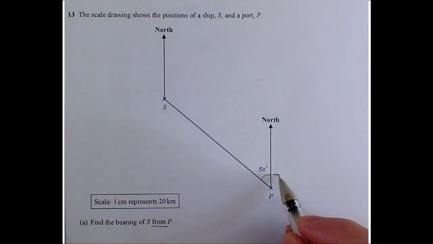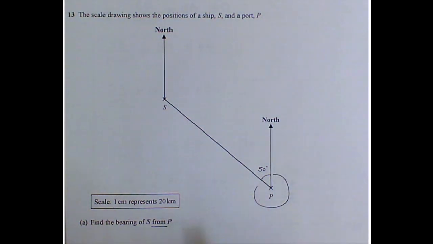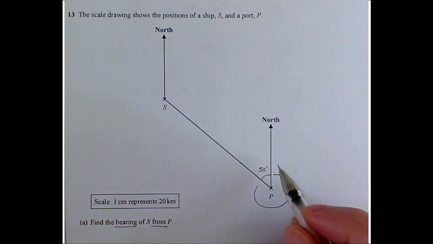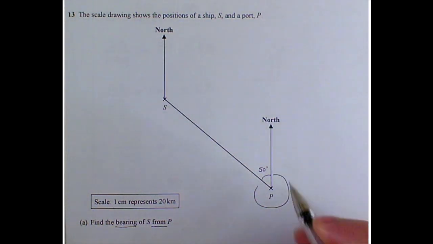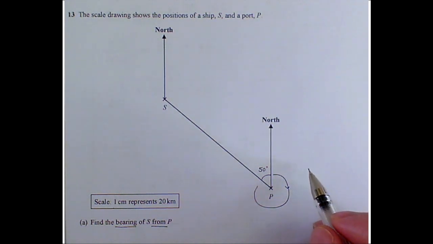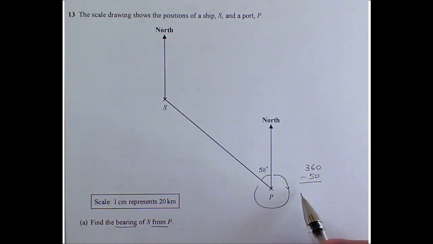Okay, so to get the bearing I have to go from the north clockwise and have 3 digits. So I know there's 360 in a circle, so 360, take away that 50, would give me a bearing of 310. That's my bearing, 310, as I look out towards the ship.